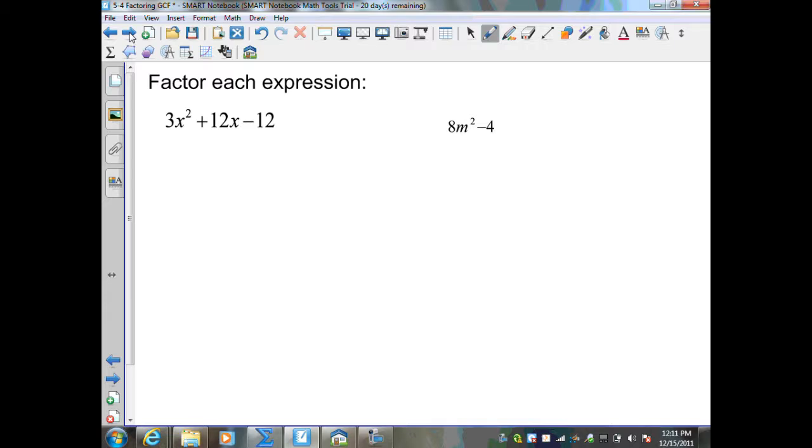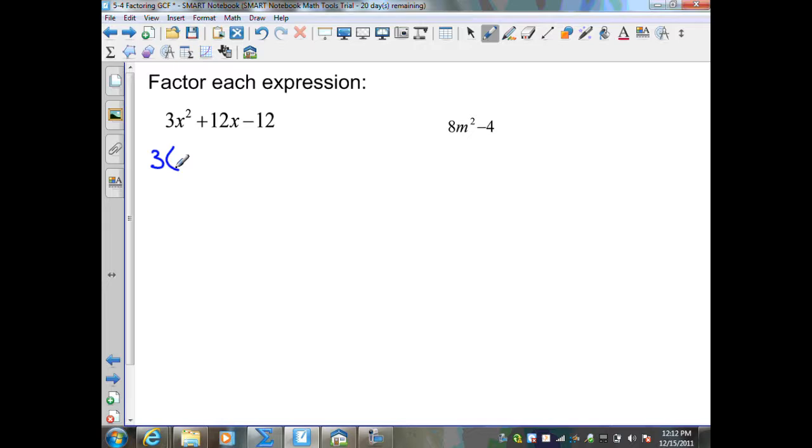Here, I have my expression 3x squared plus 12x minus 12. The first thing I want to do is find the greatest common factor for the coefficient of each term. Remember, the coefficient is the number that multiplies the variable, or in this case, I have a constant. So in the first term, I have 3 as my coefficient, 12 in the second term, 12 in the third term. The largest factor, the GCF, for 3, 12, and 12 is 3.